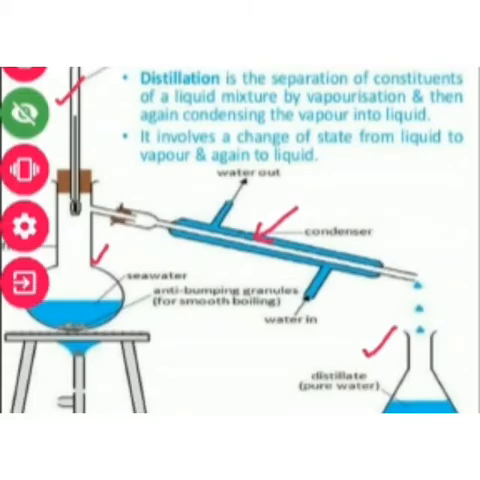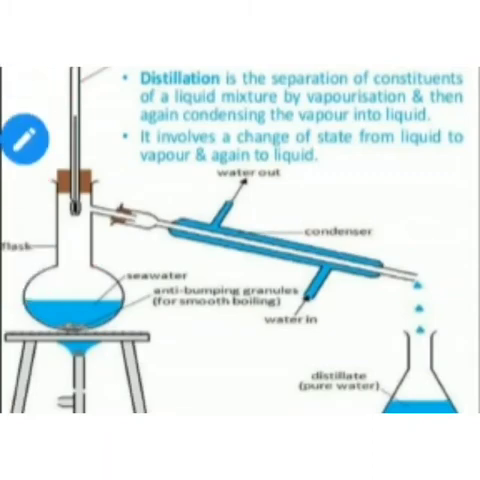Now what do we do exactly? At first, we take the impure water in the conical flask. Suppose we have taken salt and water. Then we will start to heat it. When we heat it to 100 degrees centigrade, we know that is the boiling point of water. So what will we see? Water will vaporize. It will change its state from liquid to vapor state.